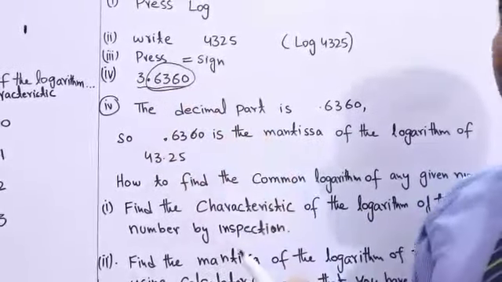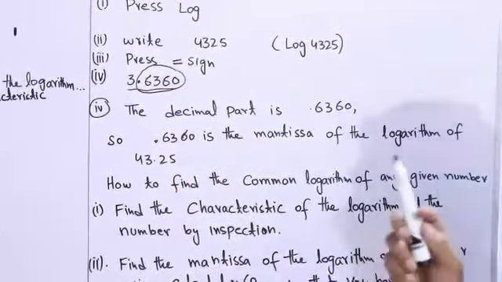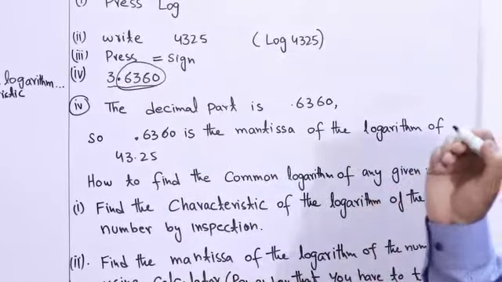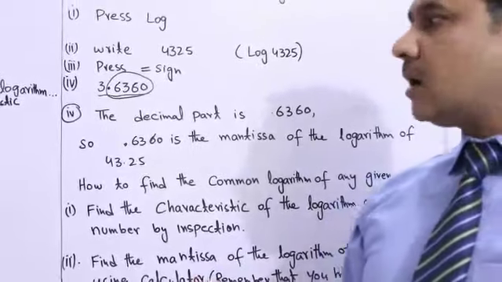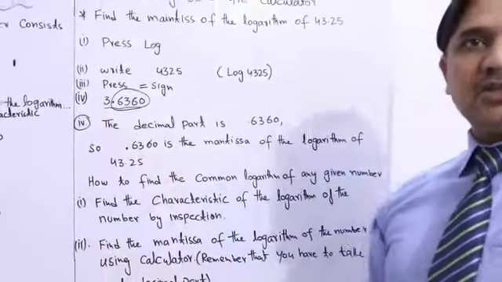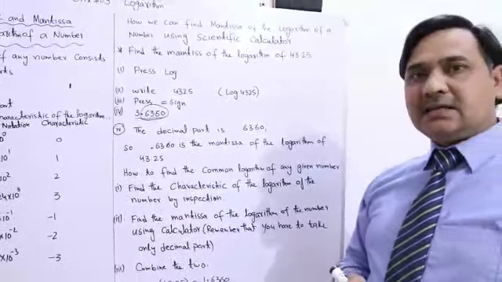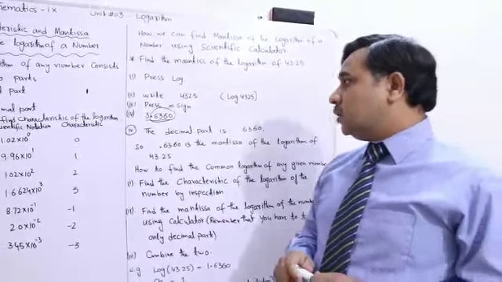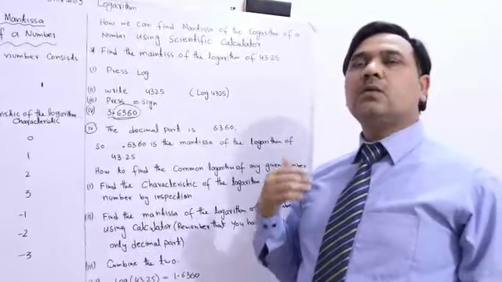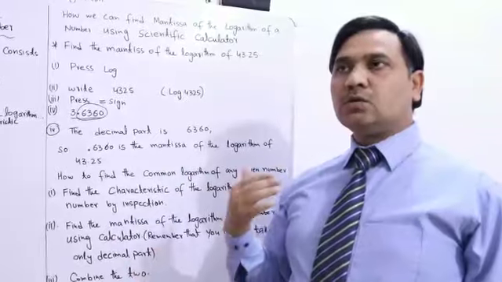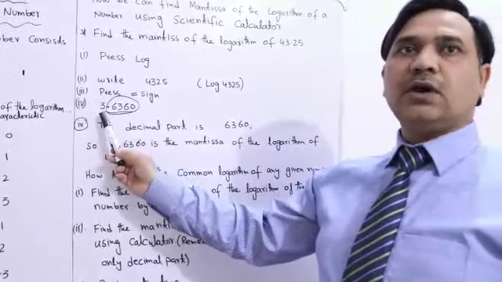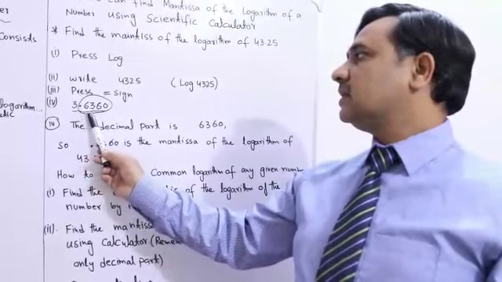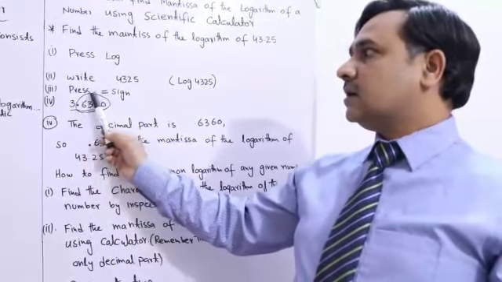So we write our characteristic by using inspection or by writing in scientific notation, and we find the mantissa by using a calculator. And when you use the calculator, you will find the integral part also. You have to ignore this. Just write the decimal part.